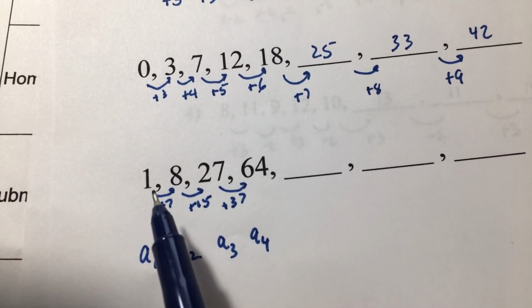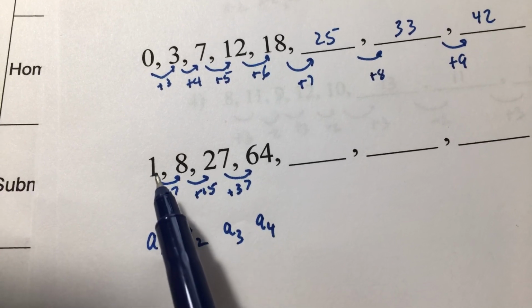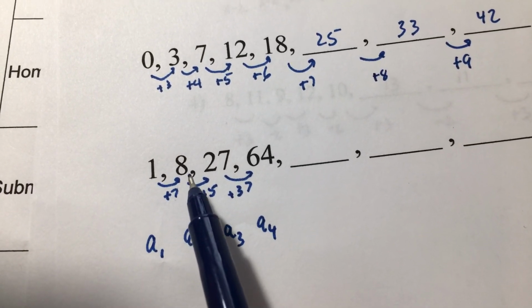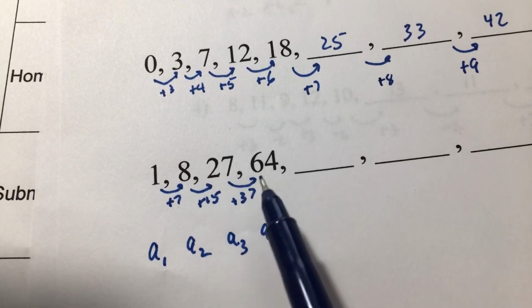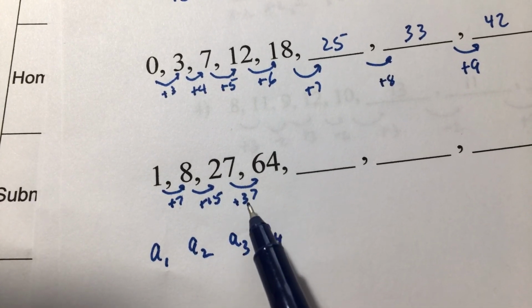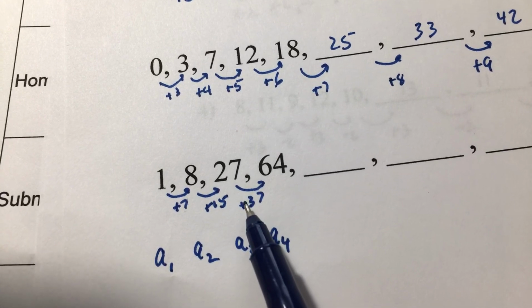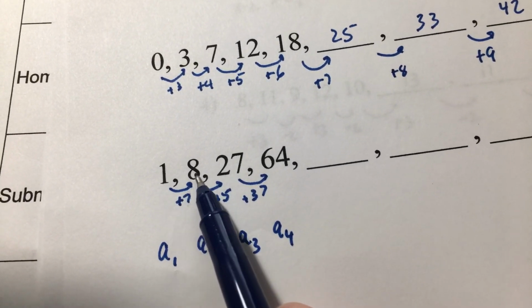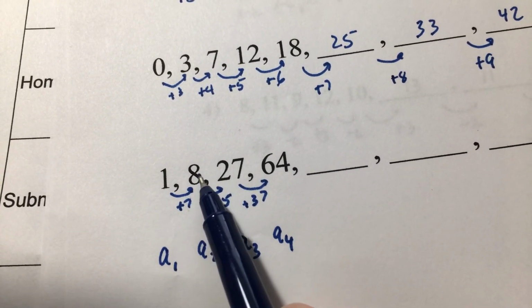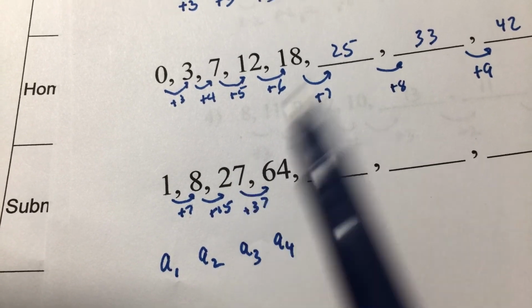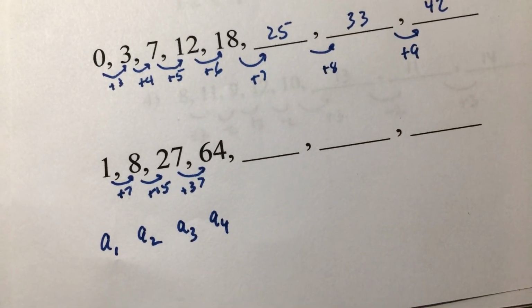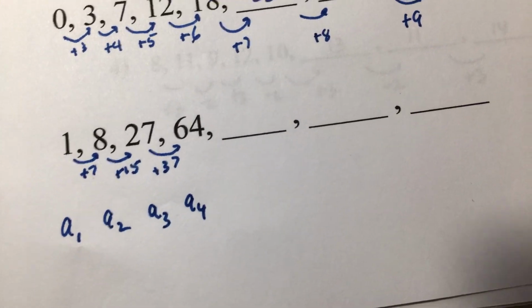Then this third one was a tricky one, because if we looked at what we add, from 1 to 8 you would add 7, from 8 to 25 you'd add 15, from here you'd add 37. So there's no distinguishable pattern looking at it like that. We could say we times by 8, 1 times 8 is 8, but 8 times 8 is 64. That would skip over 27, so we're not multiplying. Got to find something else.